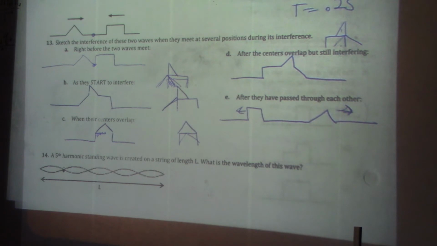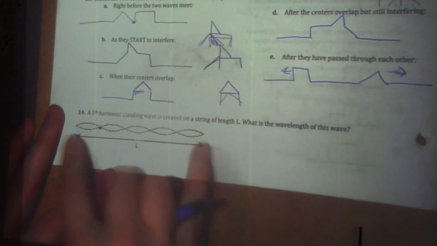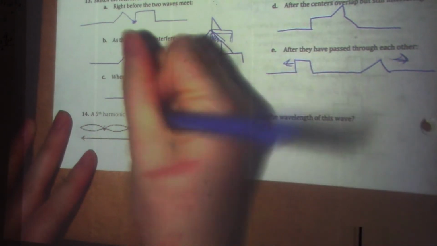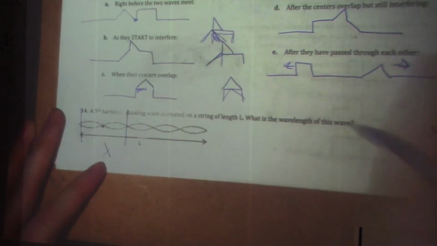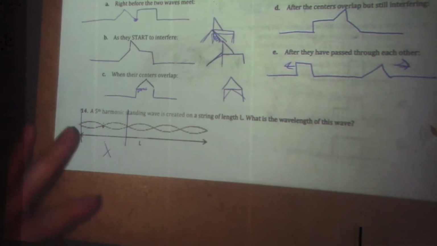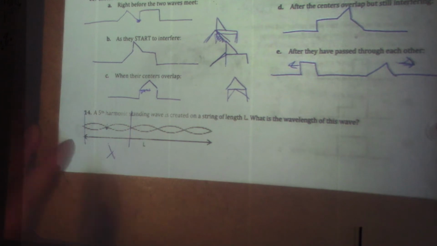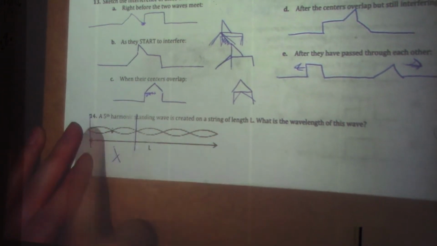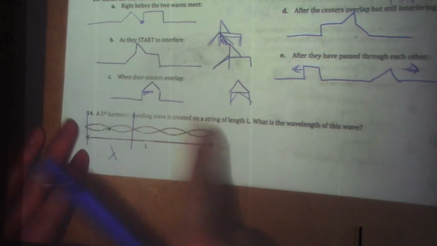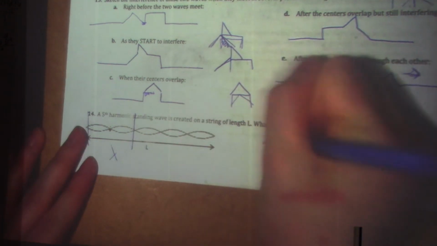14, a fifth harmonic standing wave is created on a string of length L. What is the wavelength, in terms of L? So this is one wave. One way to do this is you could say, okay, L is 5 loops. 2 of those 5 loops make the wavelength, so 2/5 of the length would be your wavelength.